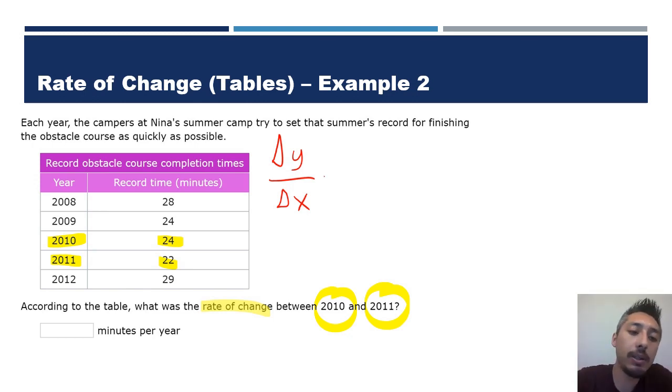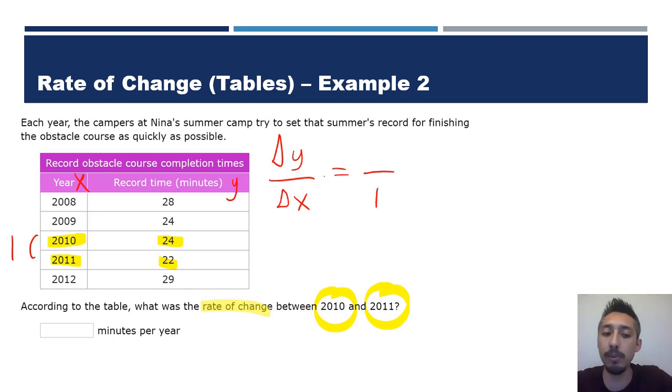Here we have years as our X, our record time as Y. The column on the left will always be your X, the column on the right will always be your Y. That's just how we organize our work. The change in X from 2010 to 2011 is just 1 year. So here in my fraction, change of X is going to be 1. For change of Y, the change is 2 because it goes from 24 to 22.